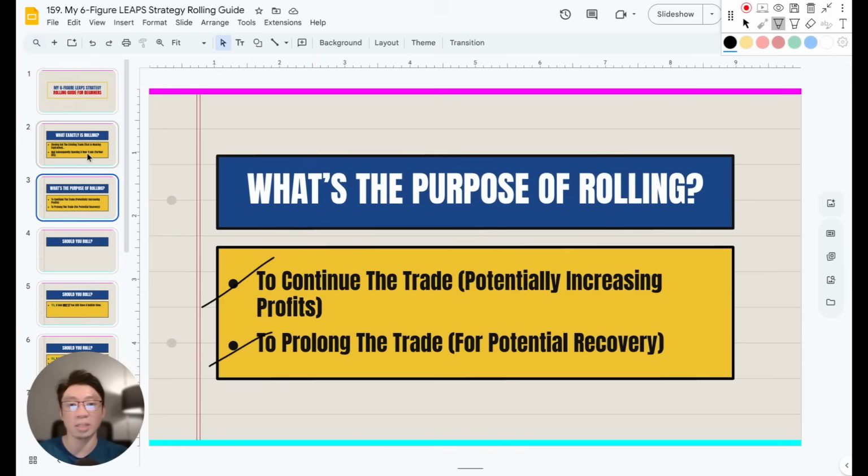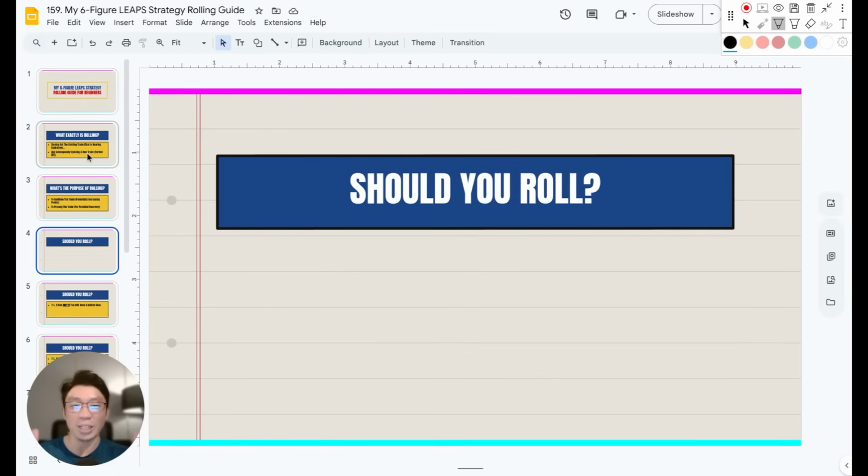And as you can see, the general idea here is to just extend the life of the trade, whether it be to increase the profits if it's already in profit, or to eventually recover, where you turn your current trade, which is in a drawdown, into a profit. So these are the two purposes of rolling. But the more important question you should be asking yourself is, should you actually roll?